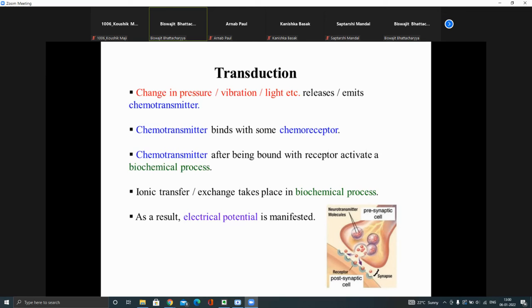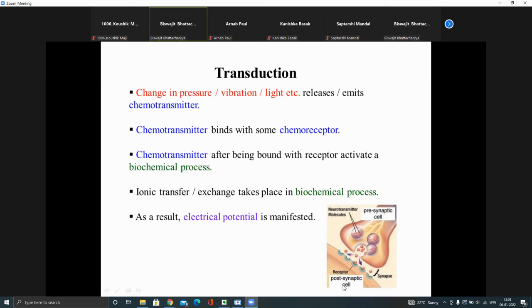So this neurotransmitter, or chemotransmitter, binds to some chemoreceptor. When the neurotransmitter is emitted from one cell, as in the two cells shown in our figure, it will go to the adjacent cell, and it will be captured by another chemical present on the other cell's surface. This chemical is called the receptor, chemoreceptor or neuroreceptor. So a chemoreceptor or neuroreceptor will be combined with the chemotransmitter or neurotransmitter.